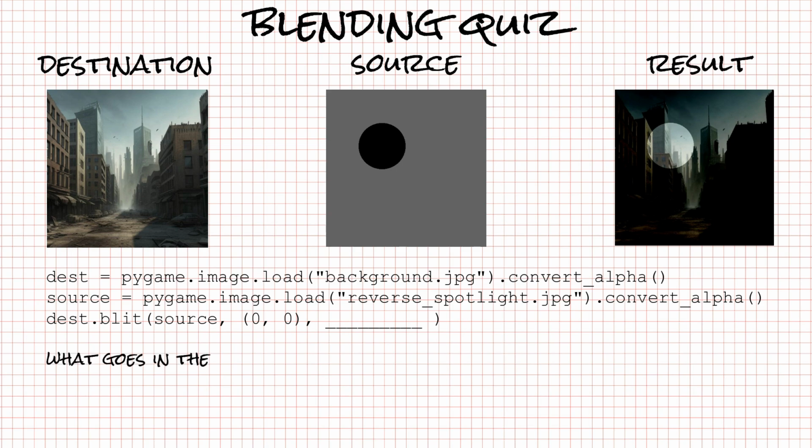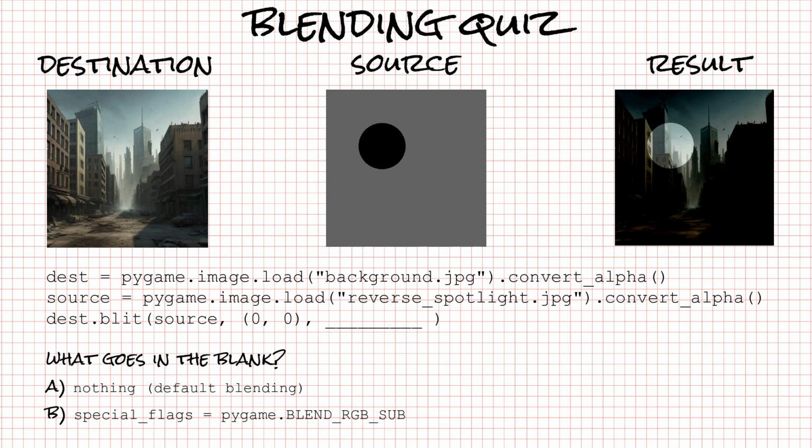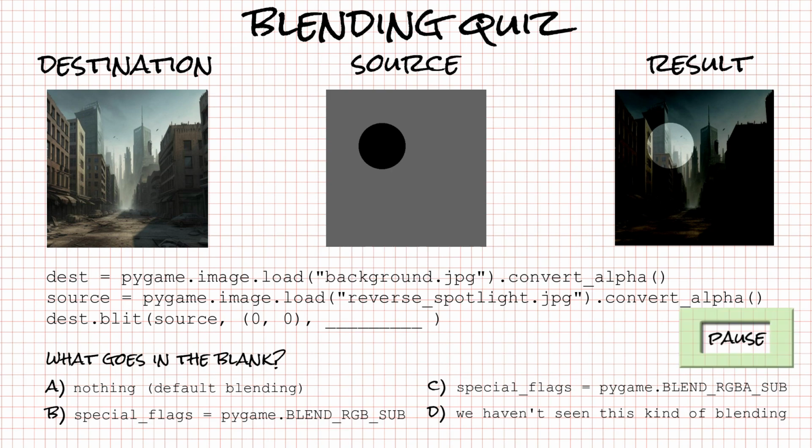Is it A, nothing, the default blending mode, B, special flags equals pygame.BLEND_RGB_SUB, C, special flags equals pygame.BLEND_RGBA_SUB, or D, this cannot be achieved with what we've learned in this video? Pause and work it through.